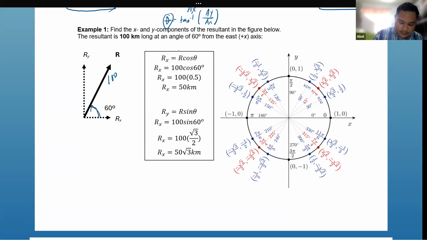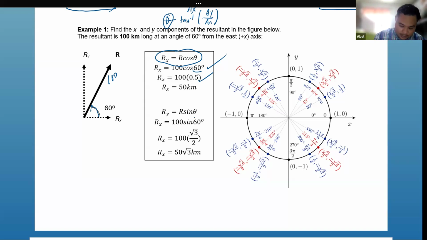So the value of our Rx is R cosine theta, right? And so our R is 100, and we have cosine 60 degrees. You've noticed that for the cosine of 60 degrees, we recall these values in the trigonometric table: 60 degrees, and then we have here the 1/2, right? Therefore, cosine 60 degrees is 1/2 or 0.5, and 100 times 0.5 is 50 kilometers.